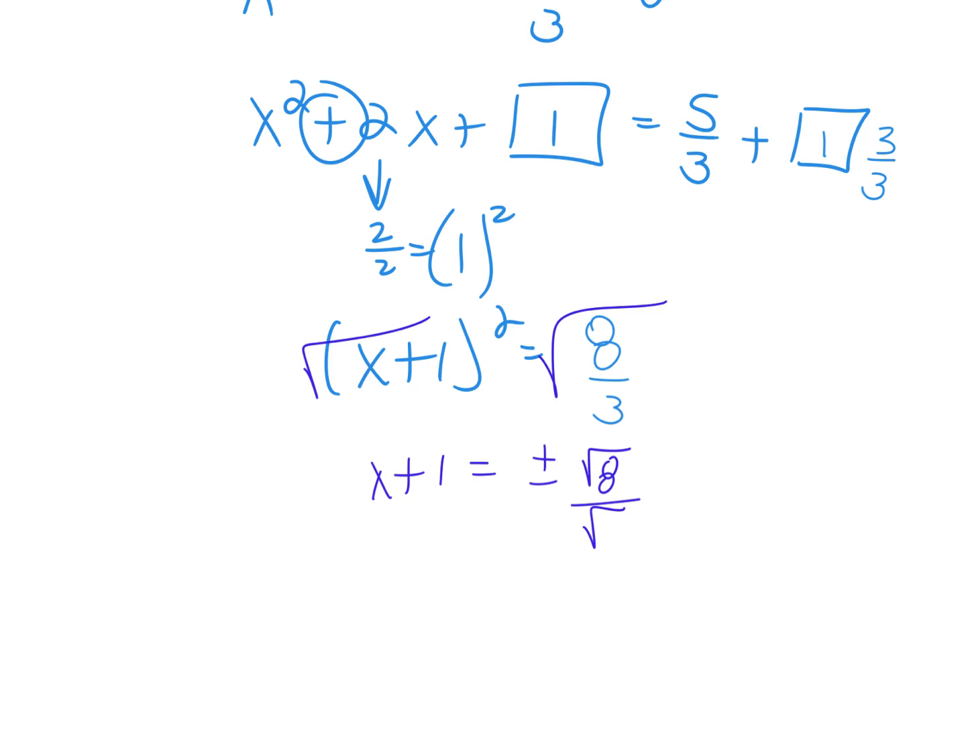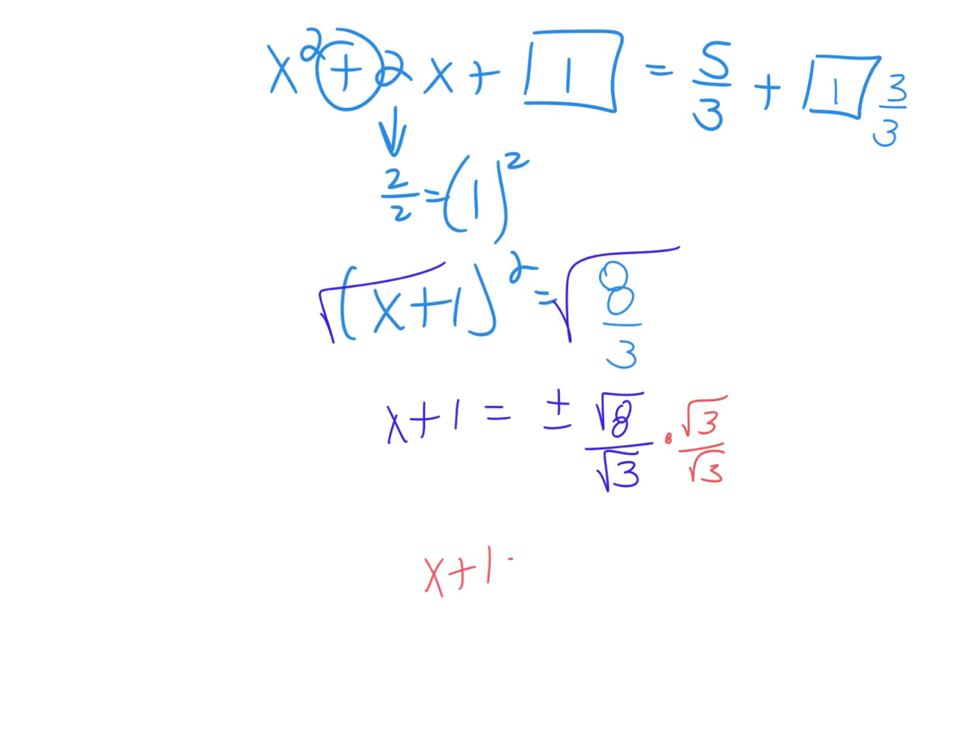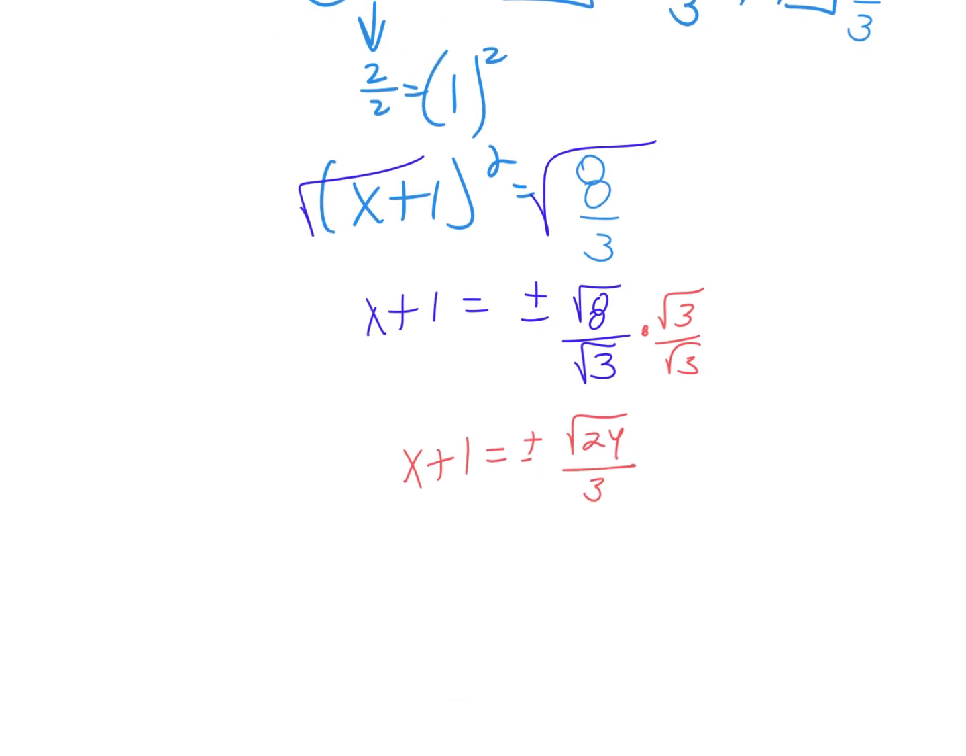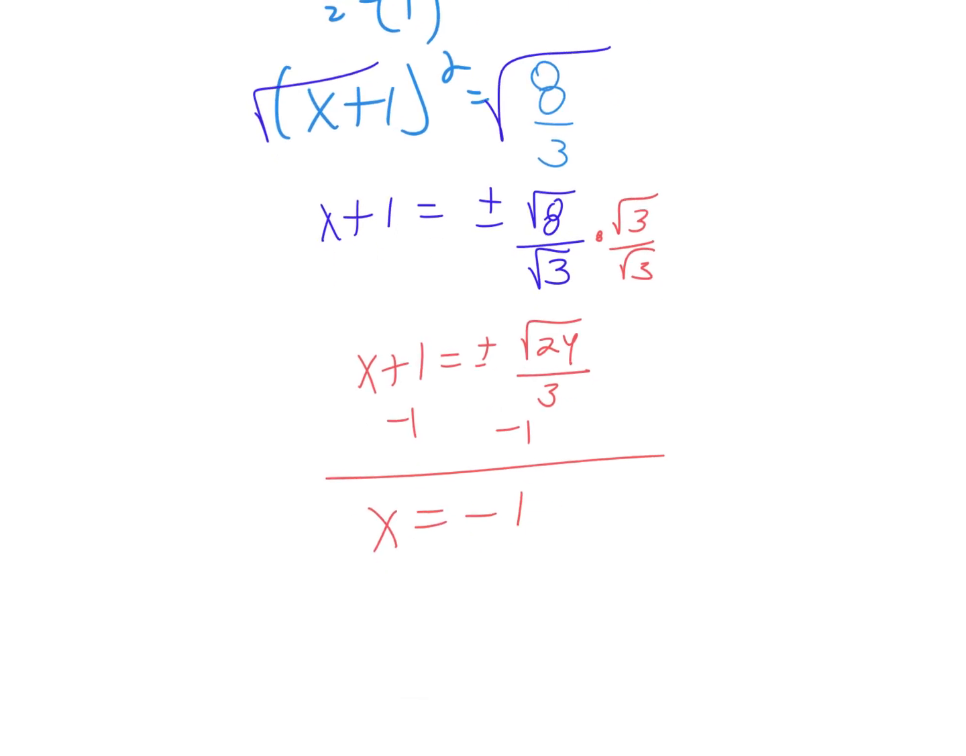Now, what do you guys notice here? Every single time we've done this, it's been super great that the denominator of this fraction was a perfect square. But it's not right now. So what are we going to have to do? We have to rationalize. We cannot keep a radical in the denominator. So what I'm going to have to do at this point is multiply top and bottom by the square root of 3. So I have x plus 1 equals plus or minus the square root of 24 over 3. And then I can go ahead and finish. Subtract 1, subtract 1. So x equals negative 1 plus or minus the square root of 24 over 3.